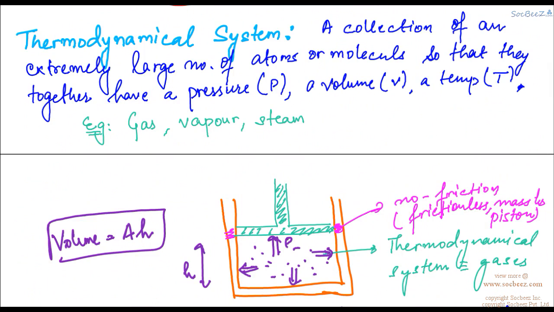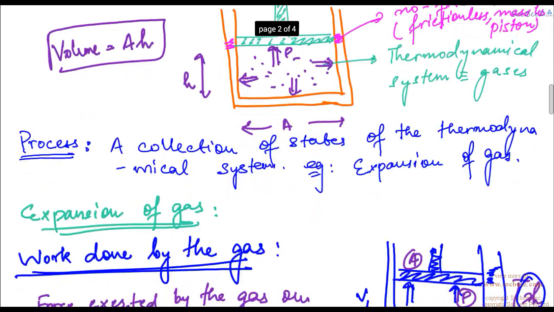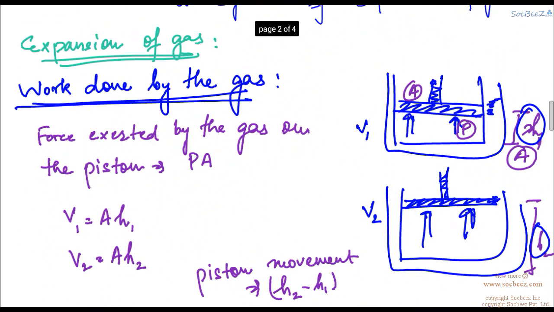Then we learned what a thermodynamical system basically is. It is nothing but a collection of an extremely large number of molecules or atoms which have a well-defined temperature, pressure and volume. Okay, and then we decided the very fundamental system that we are going to study throughout this chapter, that is the piston container model. And this is a basic model that is used to understand the various thermodynamical processes as well as the laws that follow. Okay, so we tried to understand the first process.